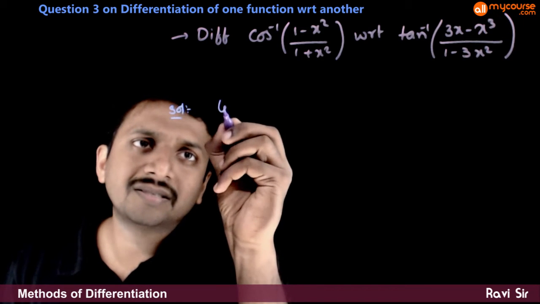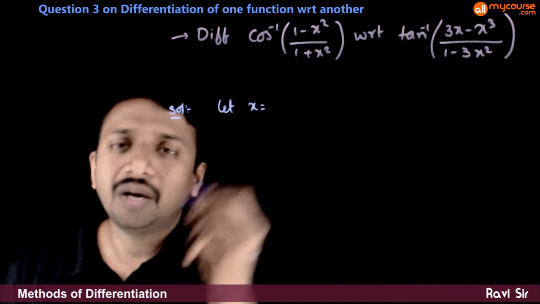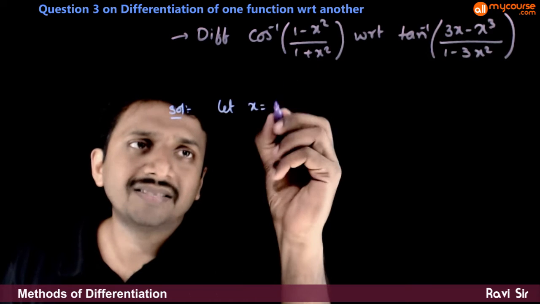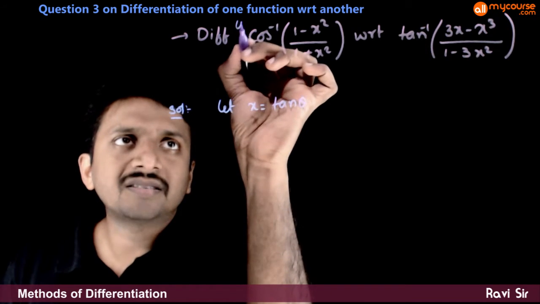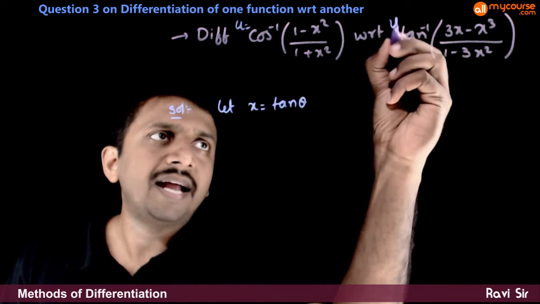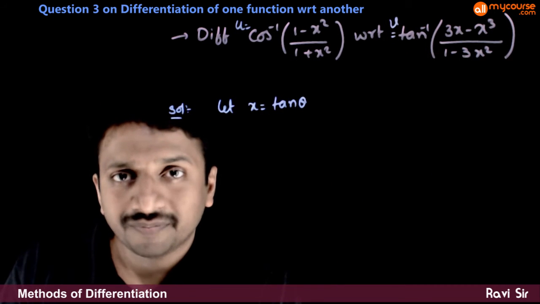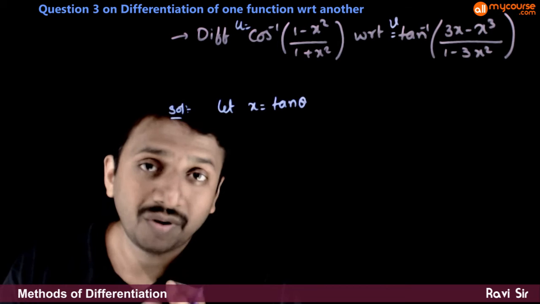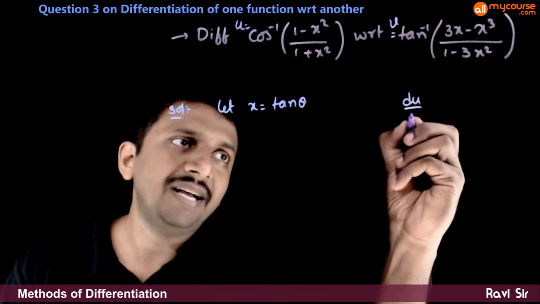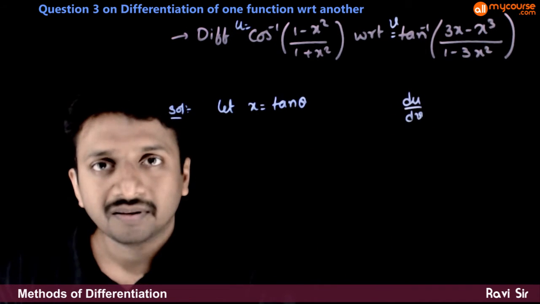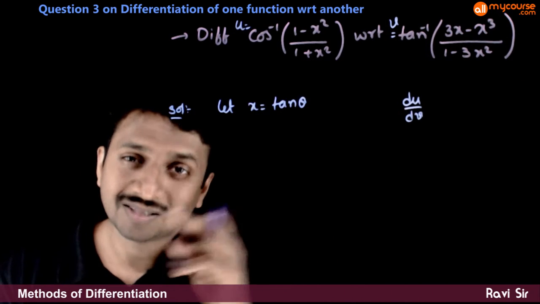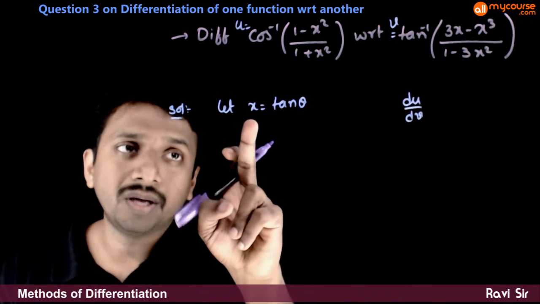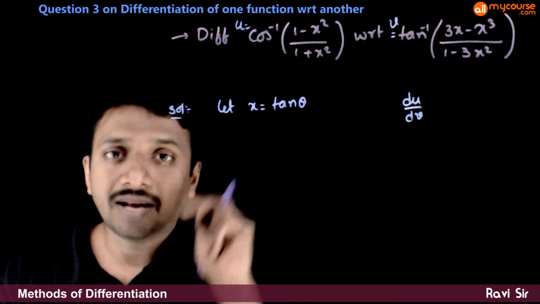So what I do is I'll put x equal to tan theta. Let the first function be u and the second function be v. So what is it that you need? You need du by dv. If you want to differentiate u and v in terms of x, it is quite difficult. So let us put x equal to tan theta.